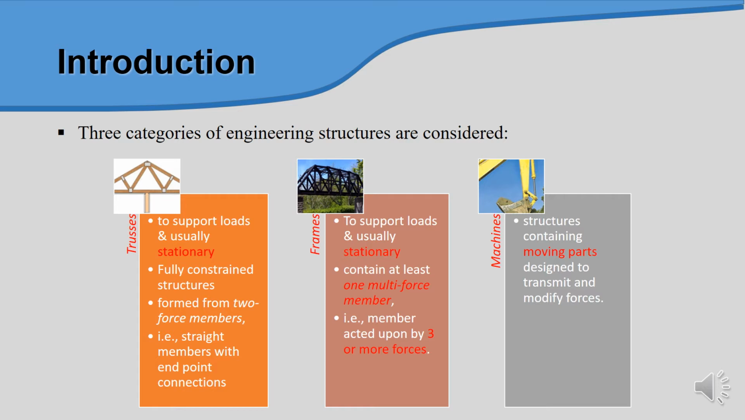After this, frames are also to support loads and usually stationary, the same as trusses, but contain at least one multi-force member, for example a member acted on by 3 or more forces. Okay, after this, we will look at this. And finally, we have machines, which are structures containing moving parts like a bulldozer, designed to transmit and modify forces, like pliers or something.